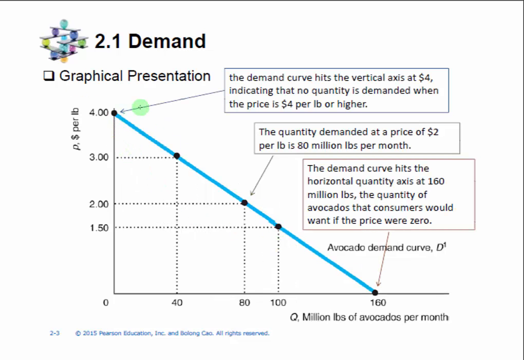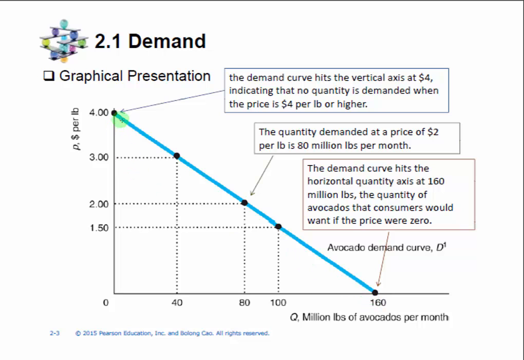And at this very high price of $4 per pound for avocados, the quantity demanded is zero on the horizontal axis. And then as the price goes down from $4 to $3, the quantity demanded becomes 40. That's 40 million pounds. And if the price is $2, the quantity demanded is 80 million pounds. And of course, if the price falls to zero, then the quantity demanded is 106 million pounds per month for avocados.